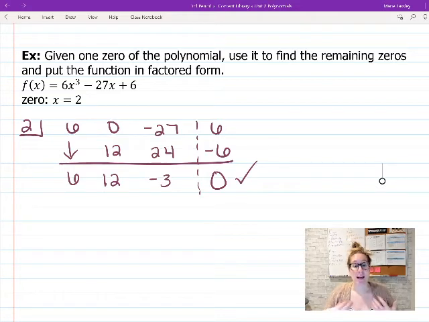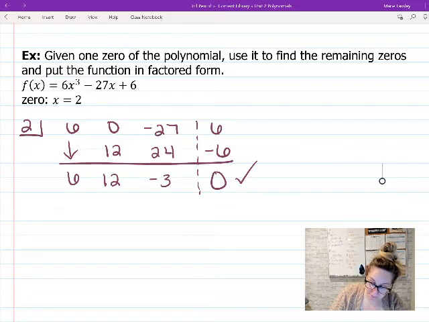Now what I want to do is go ahead and write this into the factored form that I have so far.